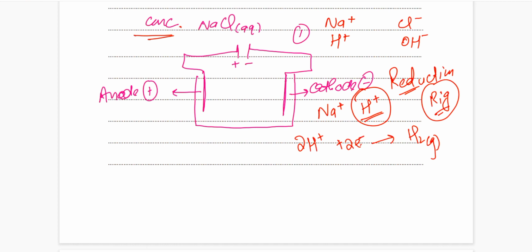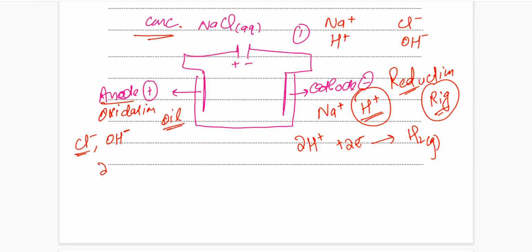And what is the anode? Anode is oxidation. And what is oxidation? Oxidation is the loss of electrons. So over here at the anode, we will have two anions, chloride and hydroxide. One of them will be preferred. Here chloride will be preferred because it is concentrated. Otherwise, if it is not concentrated, then we take the hydroxide.